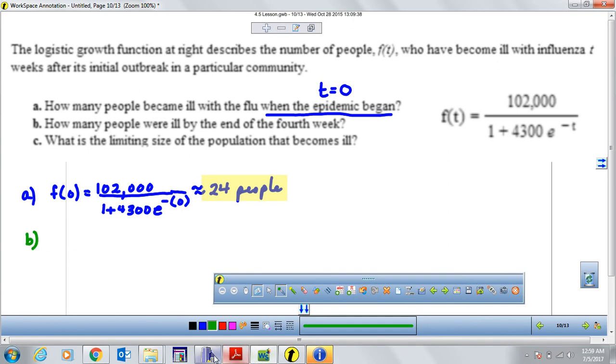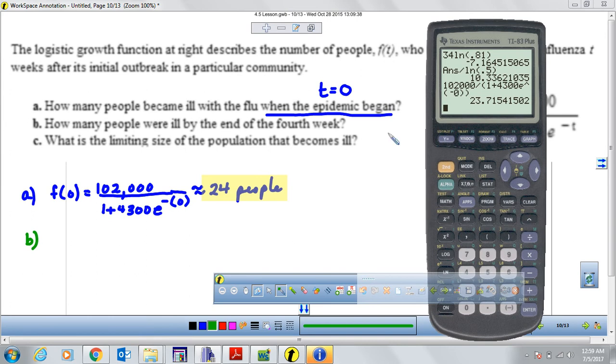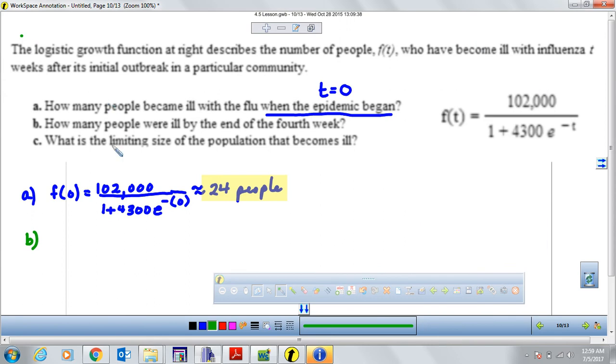Question B. Just in case anyone wants to see the calculator, there it is. Now, question B. How many people were ill by the end of the 4th week? That means when t is equal to 4, because t is the number of weeks. So we're going to replace the t with the 4 in this function. So it would be 102,000 over 1 plus 4,300 times e raised to the negative, and the t is going to be replaced with the 4.